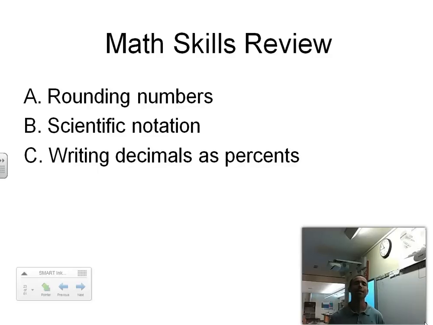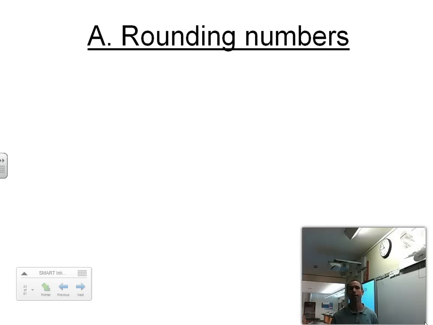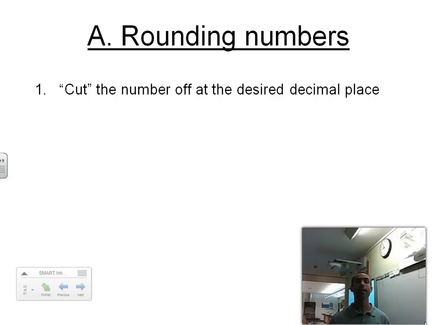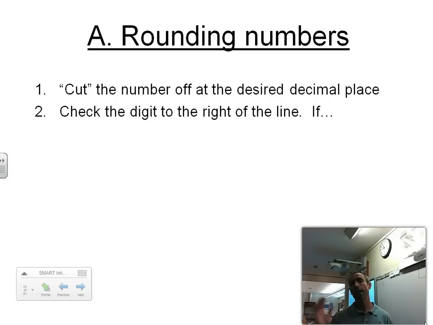Welcome everyone to video lesson number 2, where we're going to review some basic math skills, starting with rounding numbers. Now when you're rounding numbers, you're going to cut the number off at the desired decimal place with a vertical line. You're going to look to the right of the line.